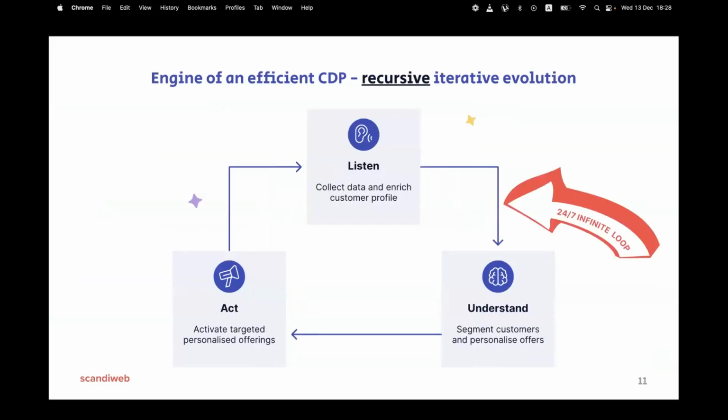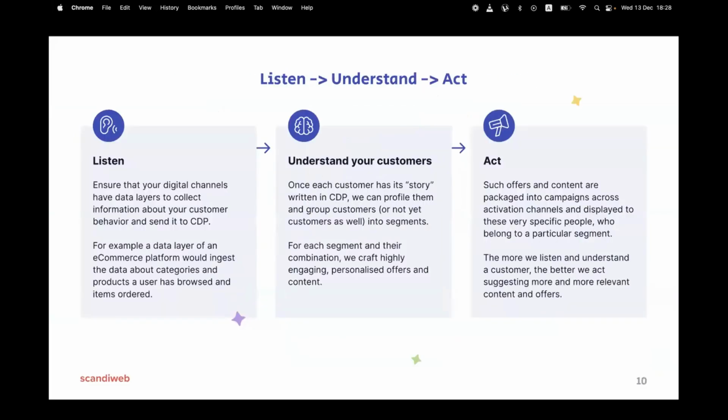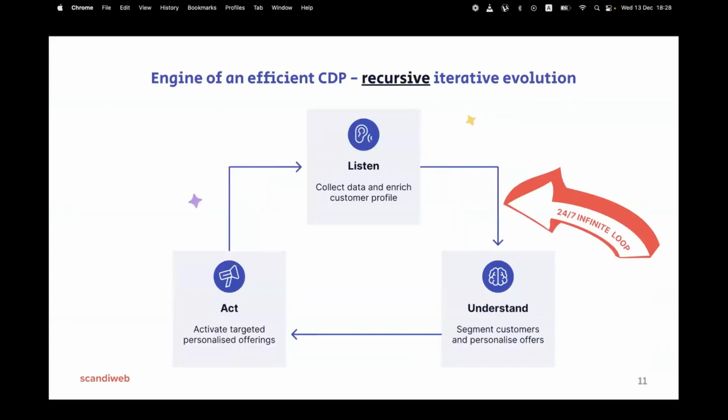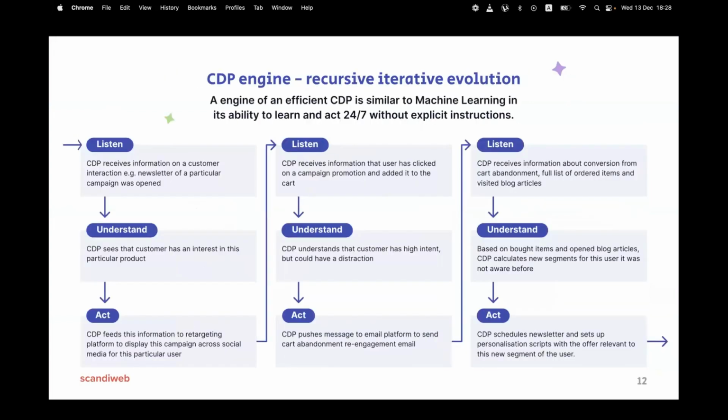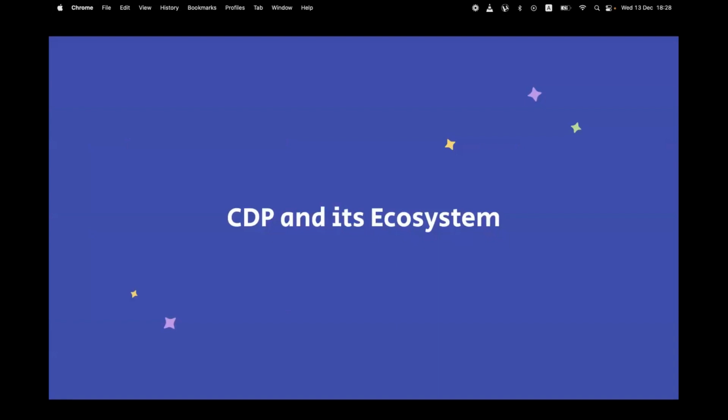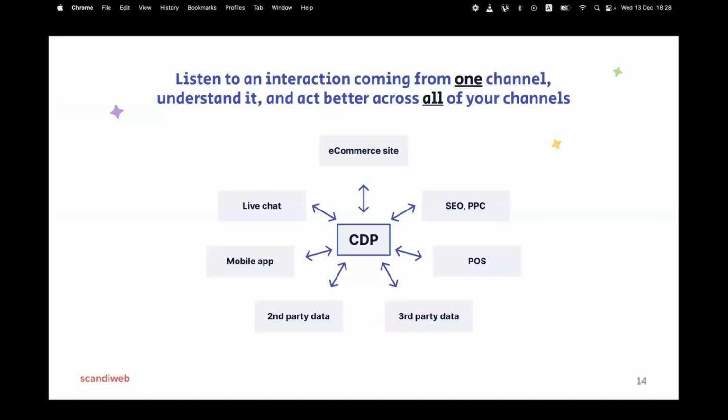CDP and its 3 pillars: listen, understand, and act. Its recursive nature and an example. Now we understand CDP within the ecosystem. So we looked into what CDP is in itself. Let's look at how it is playing within the e-commerce ecosystem field, an example similar to the animation we have seen.